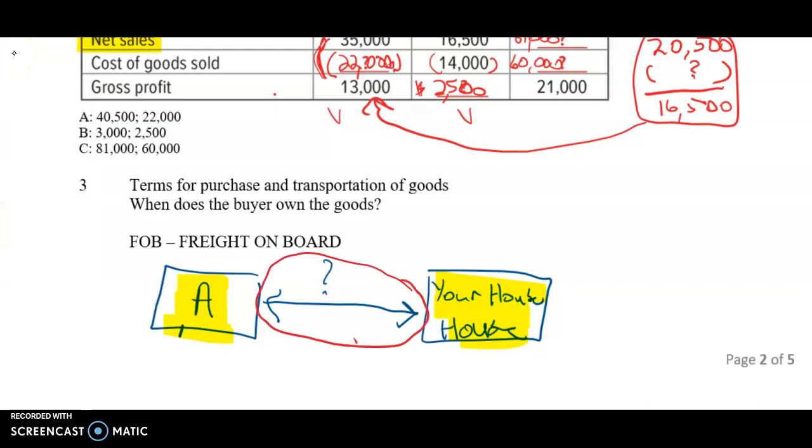What happens in between? You've ordered it. It's being shipped to you, but it's not yet at your house. Who owns it? So this is a concept that's not for Amazon only. When I was back in the business world, I bought it.